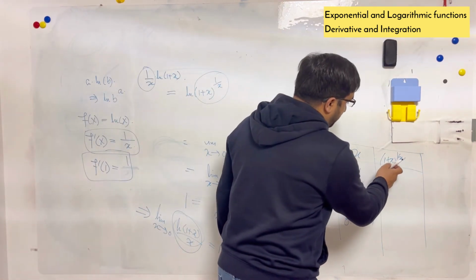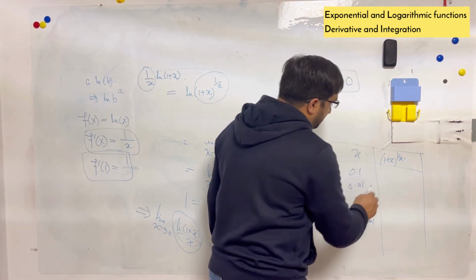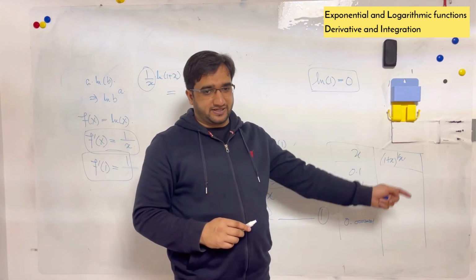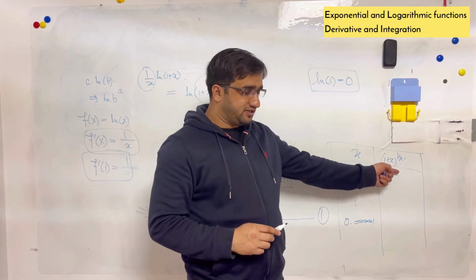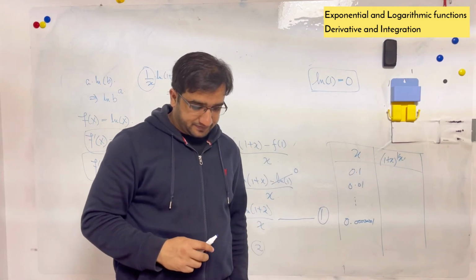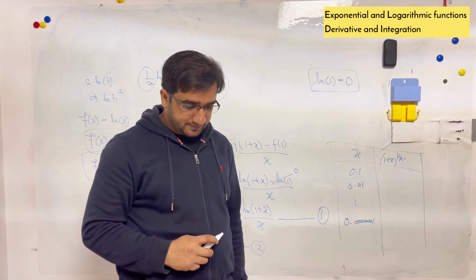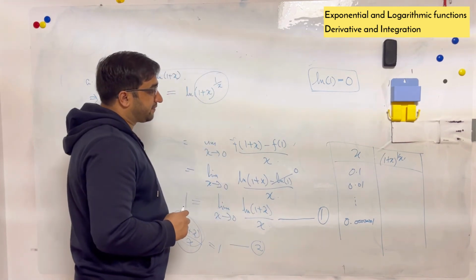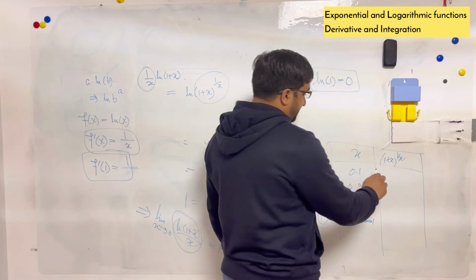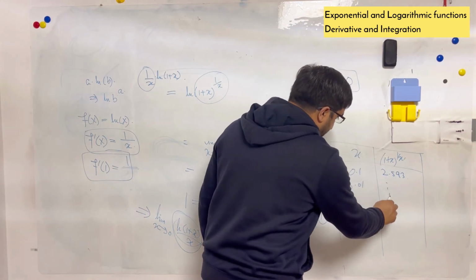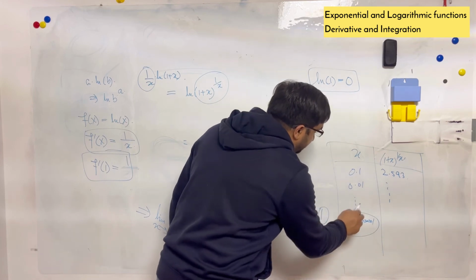One plus 0.1, it will be 1.1 raised to the power 1 divided by 0.1. Can you give me an answer for this? 2.593. 2.593. Okay, skip this one. Now use this value, the same formula.